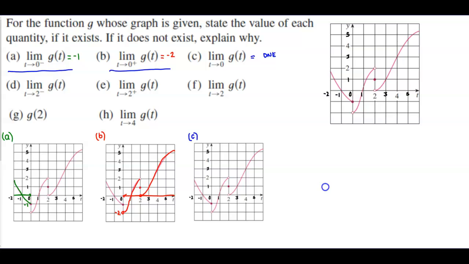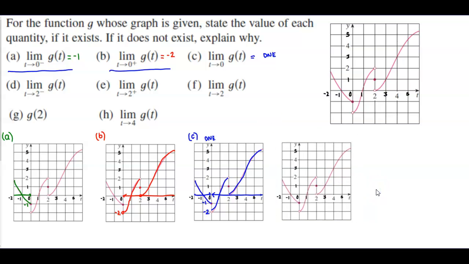And again, let's just go ahead and take a look at that. As it is approaching 0 from the left, it goes to -1. And as it's approaching 0 from the right, again, we see that this function starts up here, and then it goes to -2. So we know that it does not exist for part C.